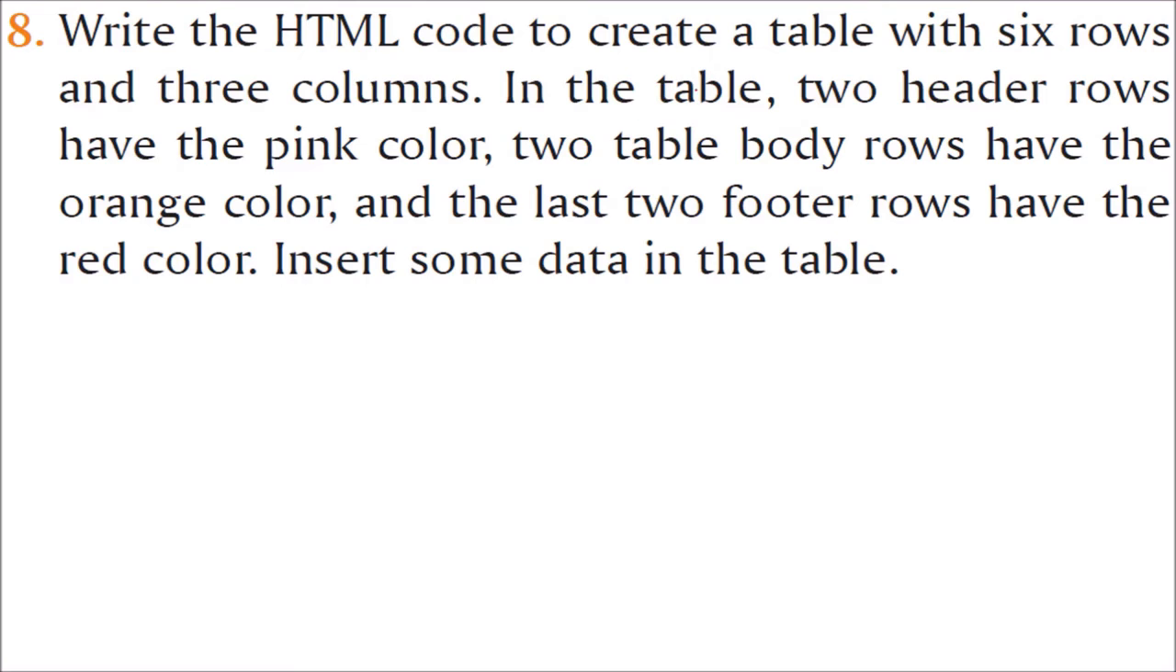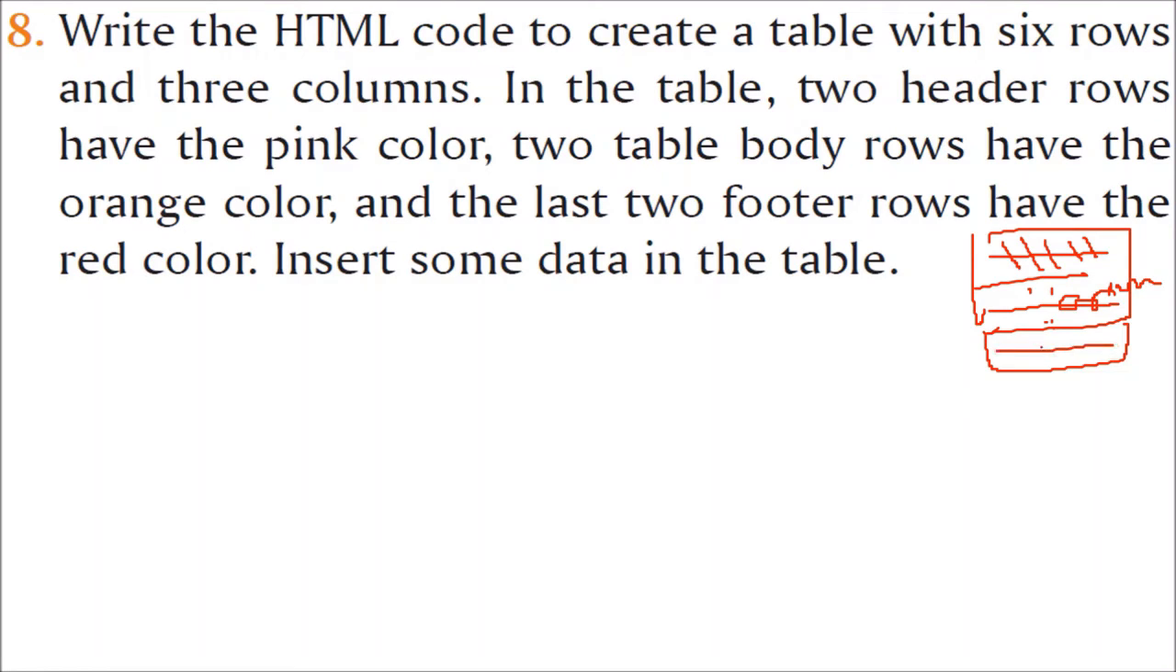Write the HTML code to create a table with 6 rows and 3 columns. In the table, 2 header rows have the pink color. Means 2 header rows, this will have pink color. 2 table body rows have the orange color. Then the last 2 will have red color. Okay. Insert some data. So you can insert any data. I'll give you some example.